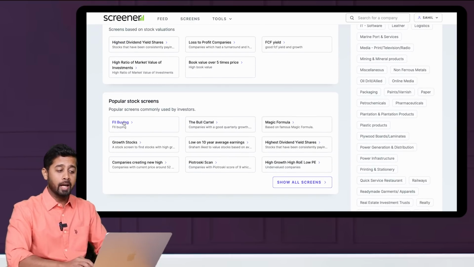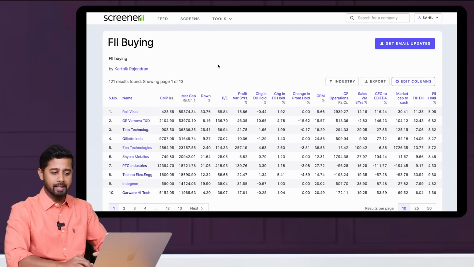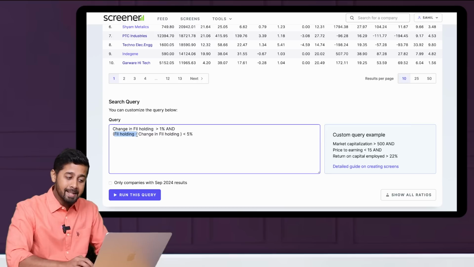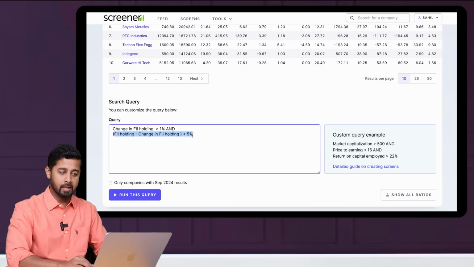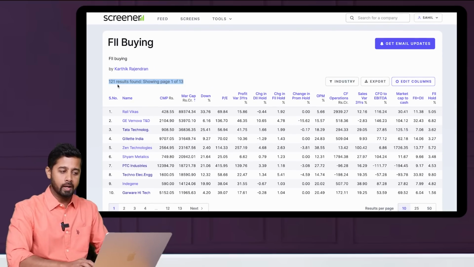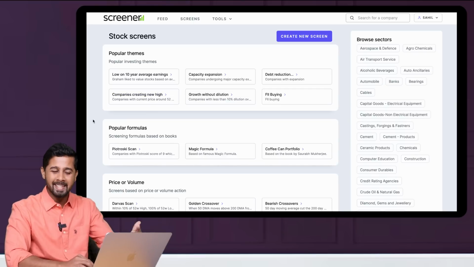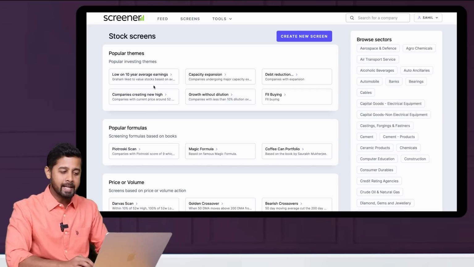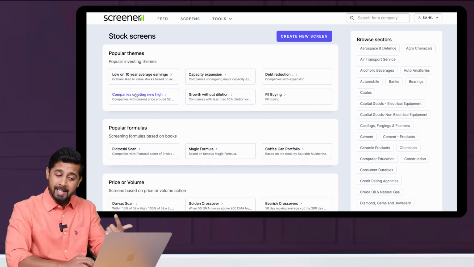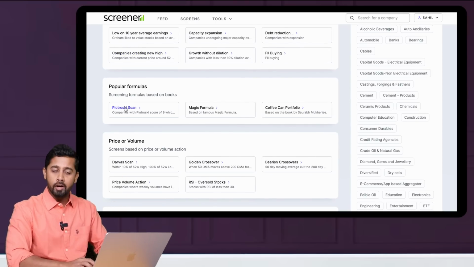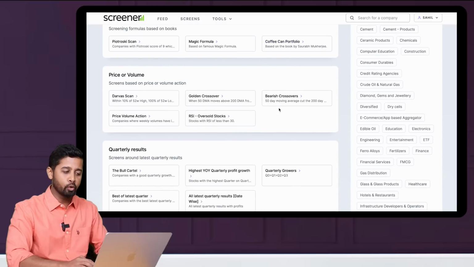Likewise, you have something called FI's buying. Again, we have already done that filtration. Here it is looking at change in FI holding greater than 1%, and FI holding minus change in FI holding should be less than 5%. If you run this query, you get 121 results. So this is again a good screen. Again, you can't use all these screens, so I've highlighted some important screens like capacity expansion, companies creating new highs, then these popular formulas, all three of them: the Piotroski scan, magic formula and coffee can portfolio.